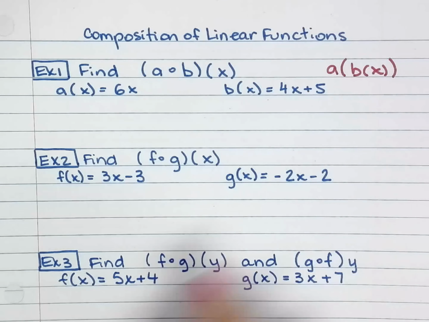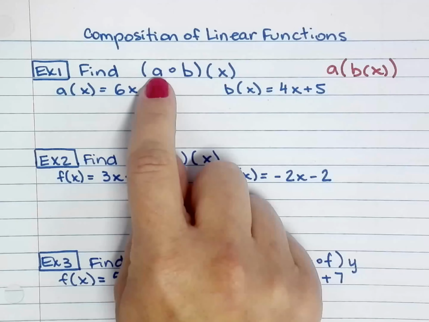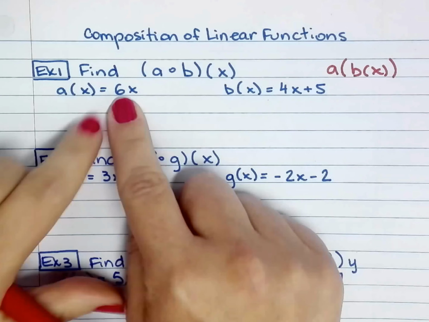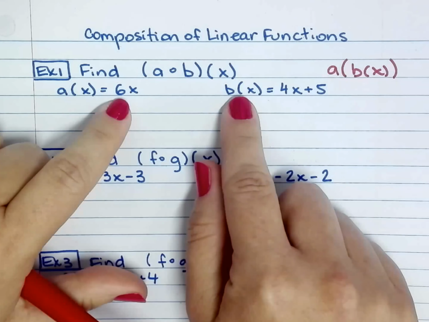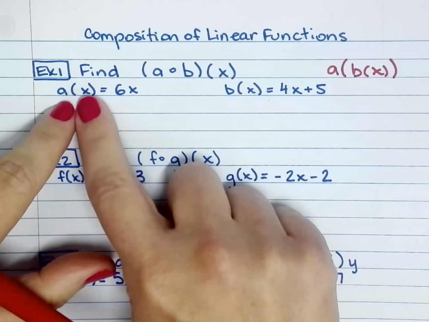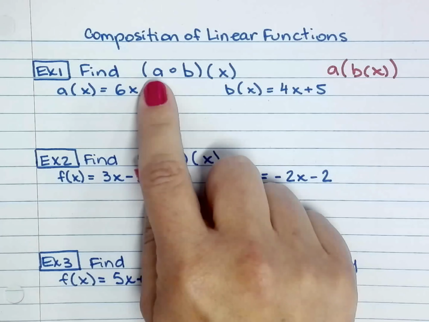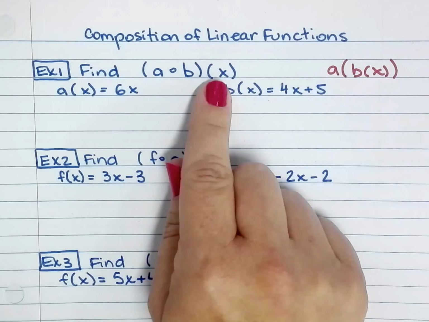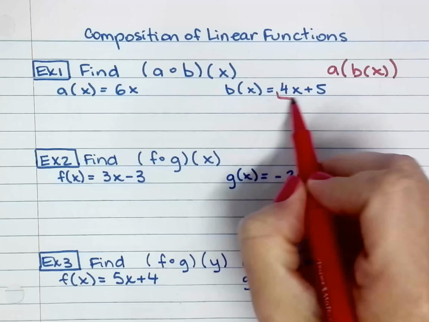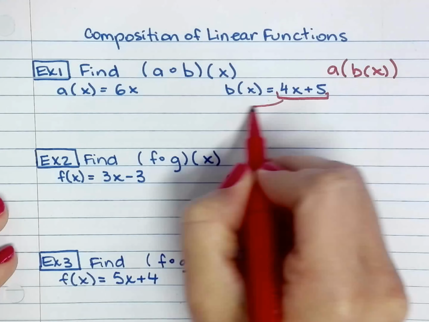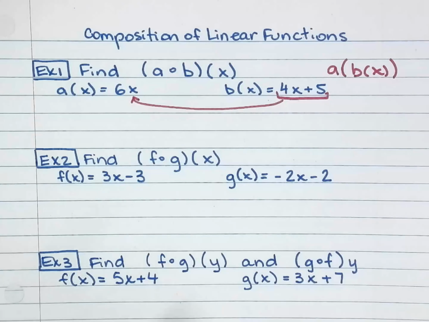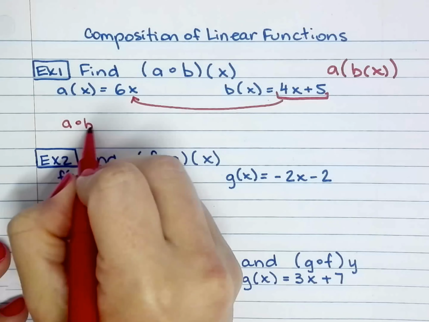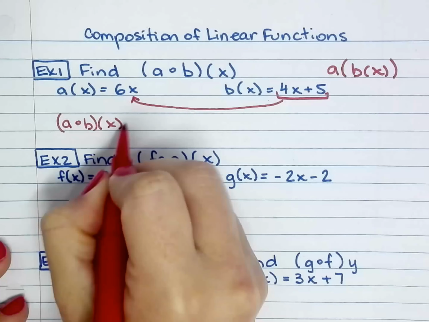What that means is you're going to start out with the A of X function. So we're going to start out with this one. And you're going to use the B function to compose A function with. Again, A is composed with B of X. So you're going to get B of X function and substitute that in there for X.